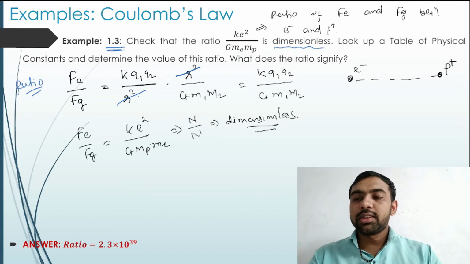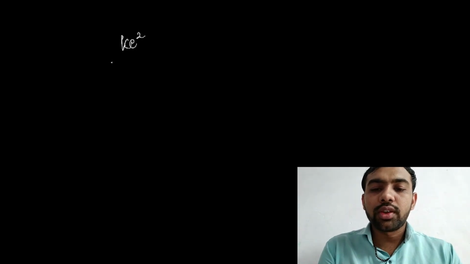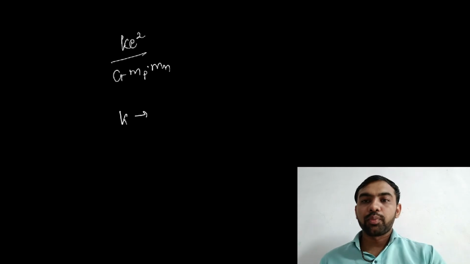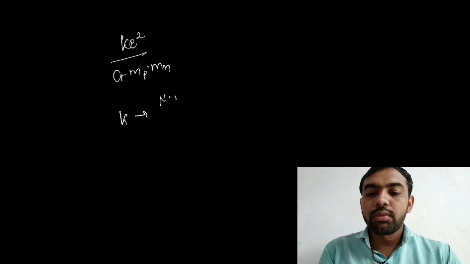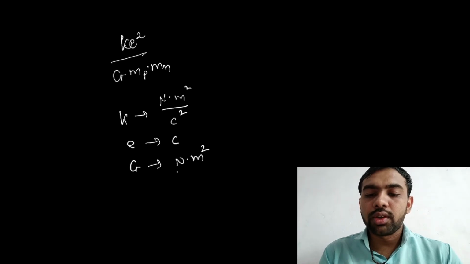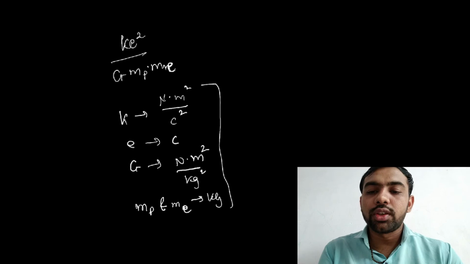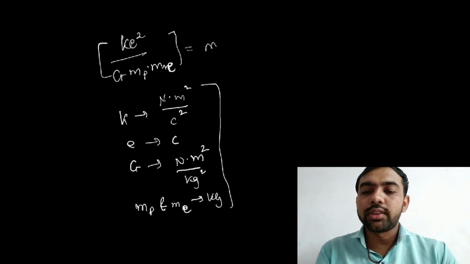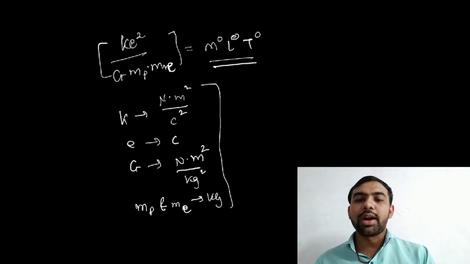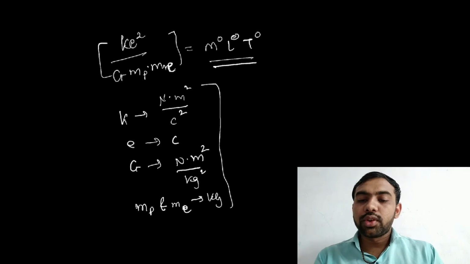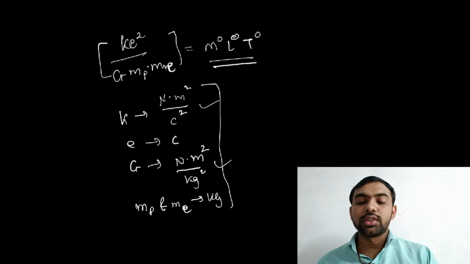So this is the first method to prove it. In the second method, you can do this: see, K e square upon G m proton m neutron. In the second method, you write the units of all the quantities. What is the unit of K? The unit of K is Newton meter square per coulomb square. The unit of e is coulomb. The unit of G is Newton meter square per kg square, and the unit of mp and me is kg. Put all these units here, and you get the final answer dimensionless. After putting all these values, you get M0 L0 T0. So you just try to solve this second method by yourself. If you put all the units in this equation, the unit of K and G we already know, as F is equal to K Q, sorry, G m1 m2 upon r square.